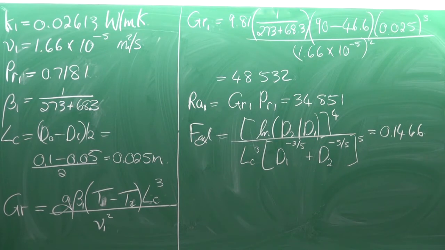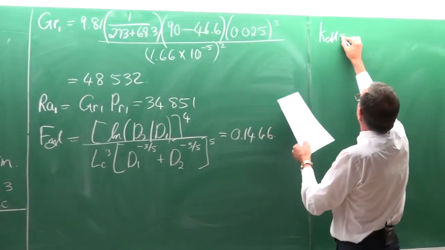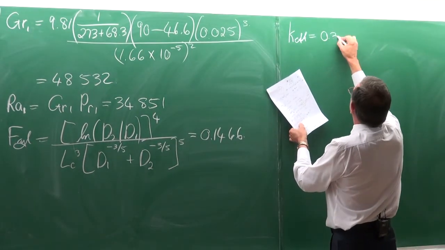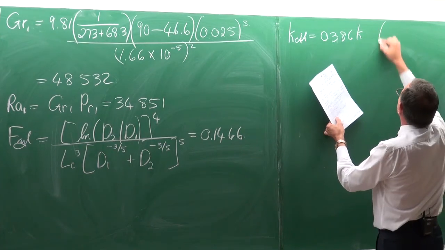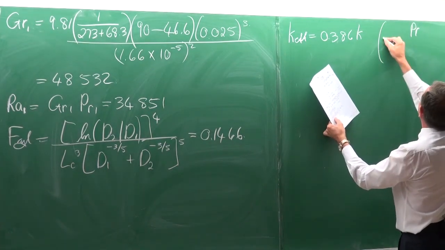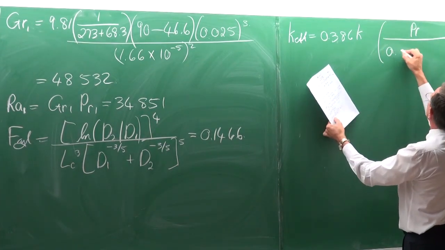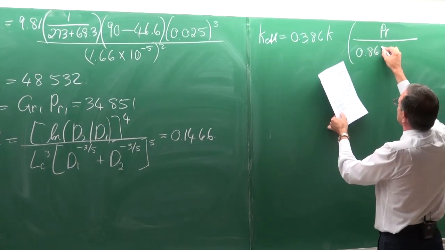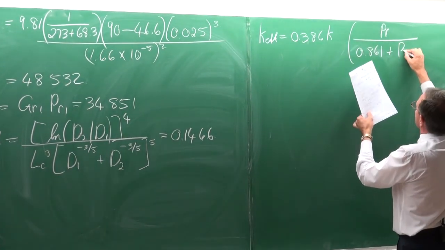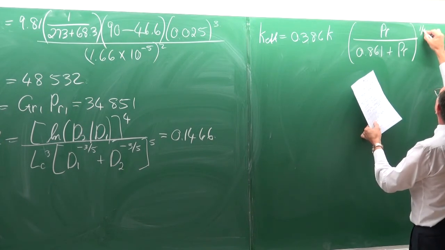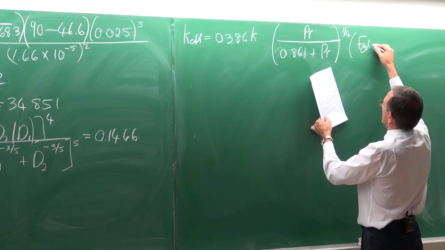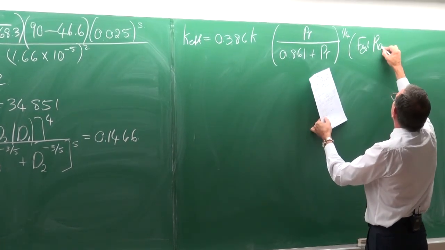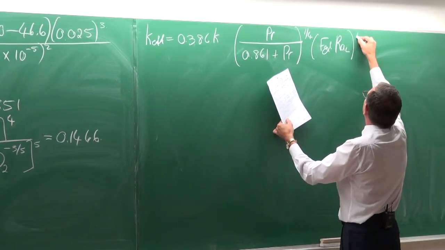Okay. Now, K effective. K effective is equal to 0.386 multiplied by K multiplied by Prandtl divided by 0.861 plus Prandtl, everything to the quarter, multiplied by F cylinder, multiplied by Rayleigh L, everything to the quarter.